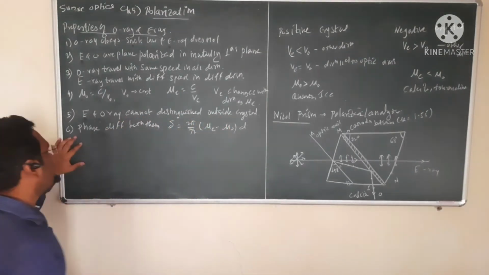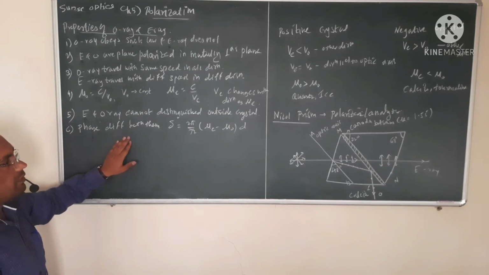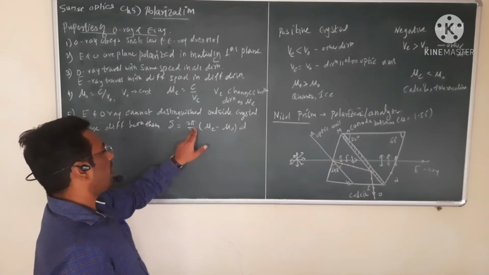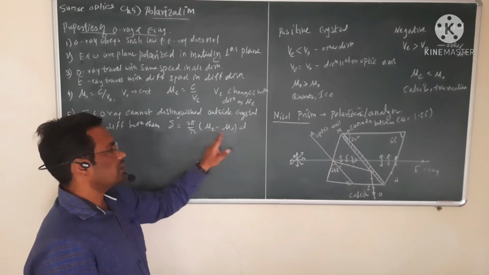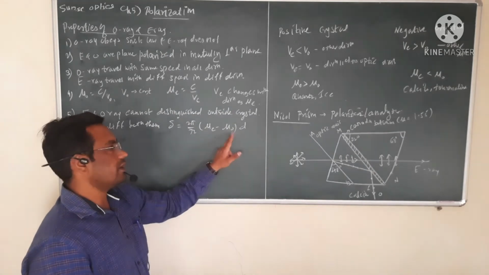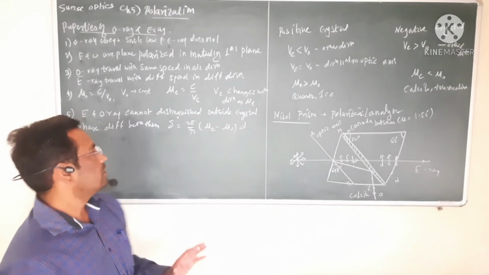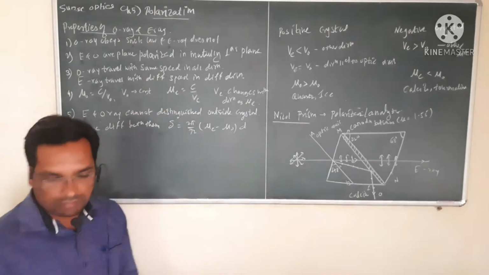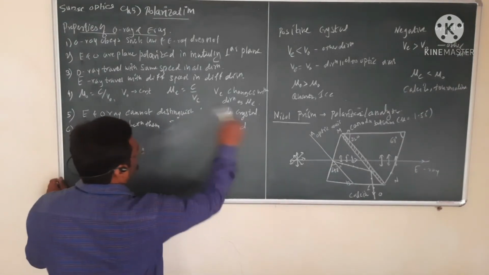Okay, then the next property: the phase difference between the ordinary and extraordinary ray is 2 pi upon lambda, where lambda is the wavelength, multiplied by the refractive index of extraordinary minus the refractive index of ordinary, into d, where d means path difference. So this is the equation for the phase difference between these two rays. These are the properties of ordinary and extraordinary ray.